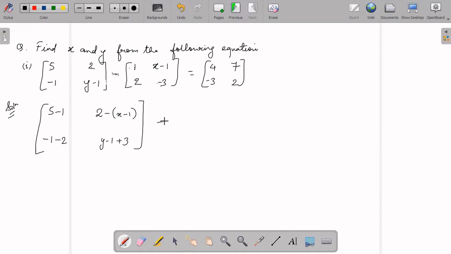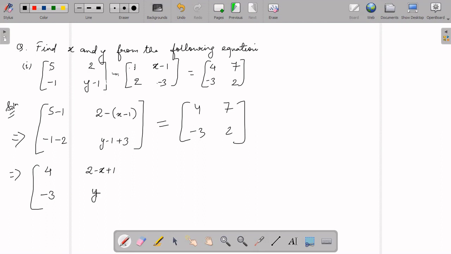ठीक है. Is equal to 4 7 minus 3 2 ऑलरेडी है. नेक्स्ट आगे के स्टेप में क्या हो जाएगा बच्चे? 5 minus 1 is 4. अब 2 minus x plus 1 हो जाएगा because this minus minus will become plus. Minus 1 minus 2 is minus 3 and here y plus 2 है ना. Minus 1 plus 3 is plus 2.